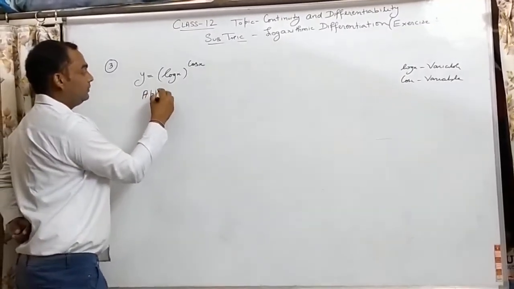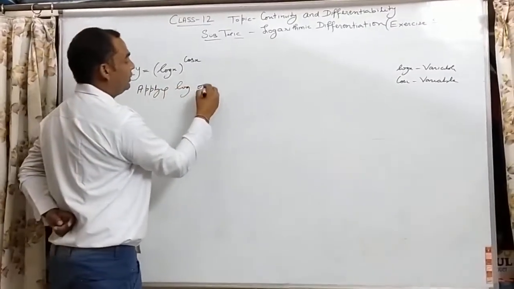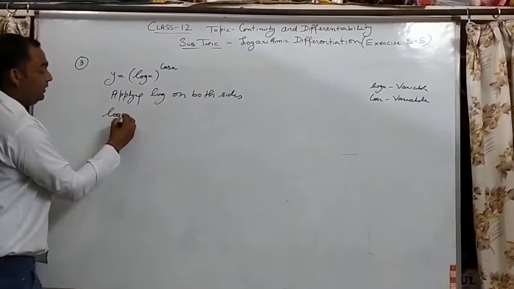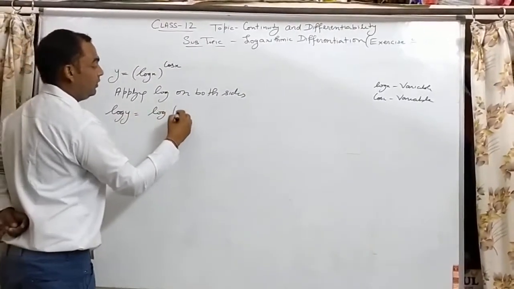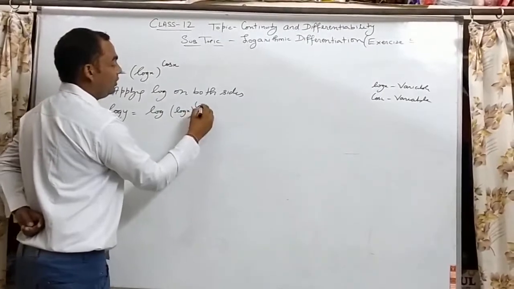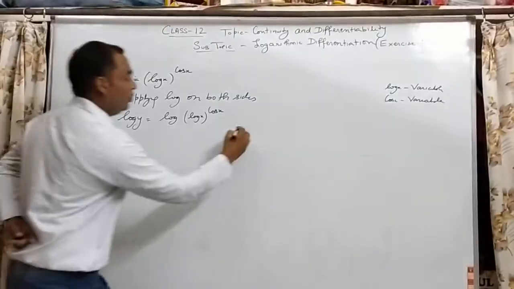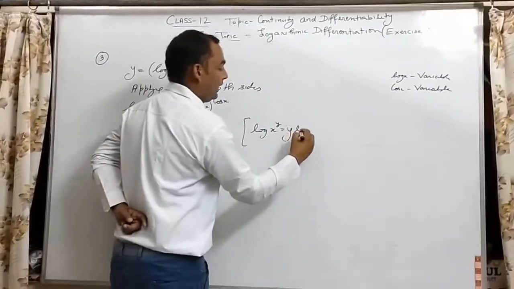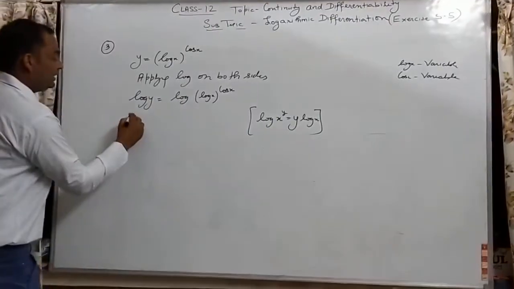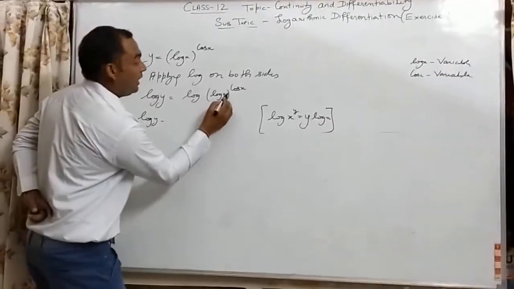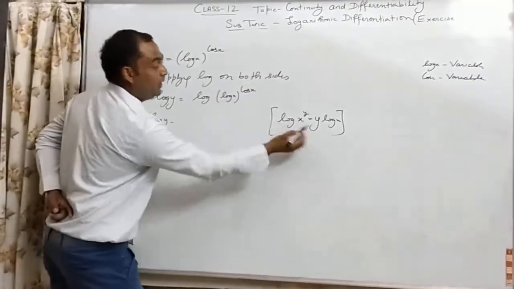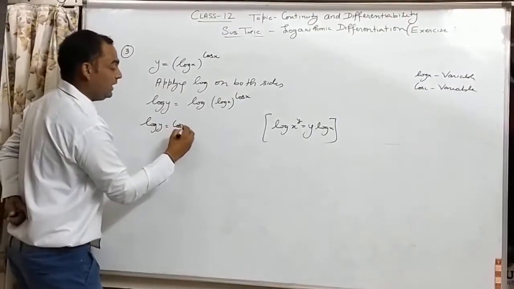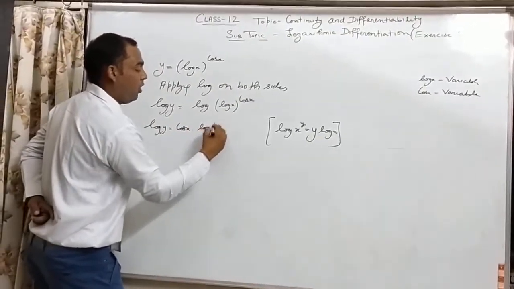Applying log on both sides, it comes out to be log y is equal to log of log x raised to power cos x. Now as you know that log of x raised to power y is equal to y log x, means log y as it is, log x raised to power cos x, means this is working as x, this is working as y. It comes out to be cos x into log of log x.